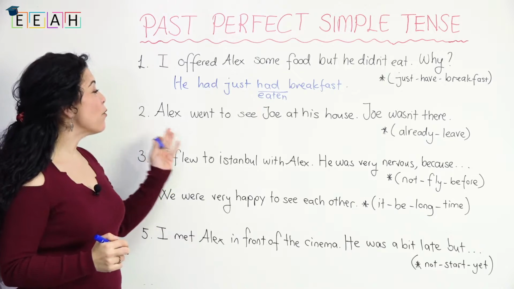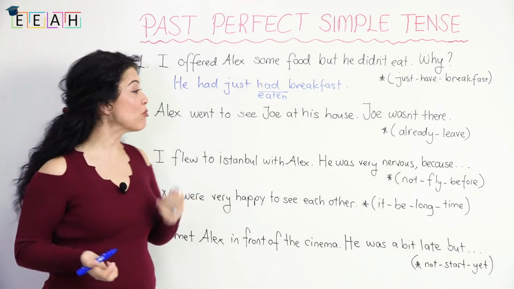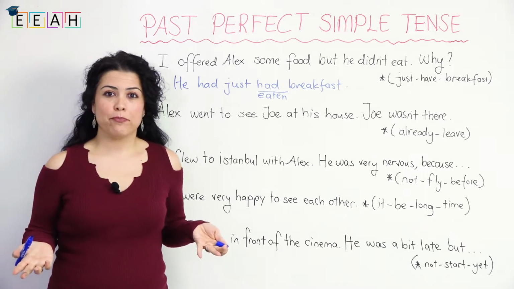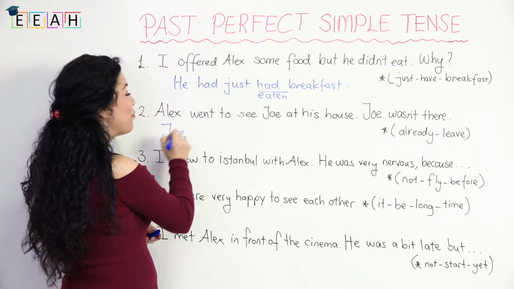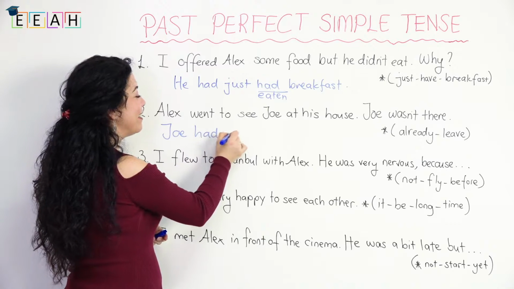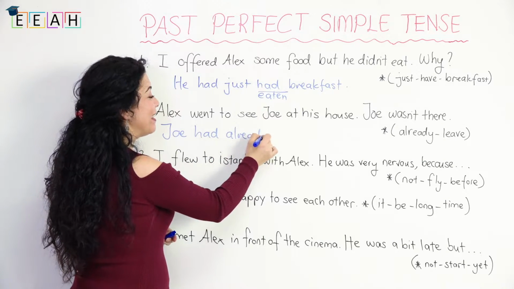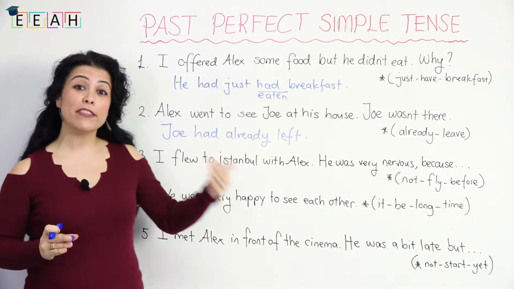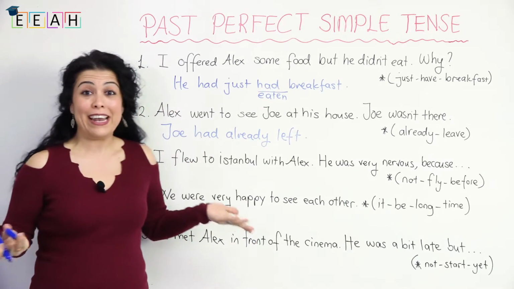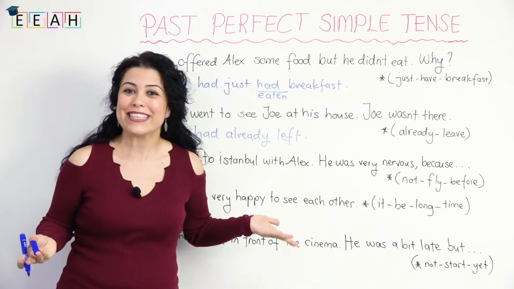Number 2. Alex went to see Joe at his house. Joe wasn't there. What had happened? Joe had already left. Exactly. When Alex got there, Joe had already left. That's why he couldn't see him.